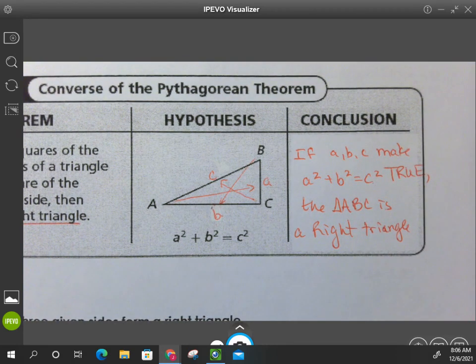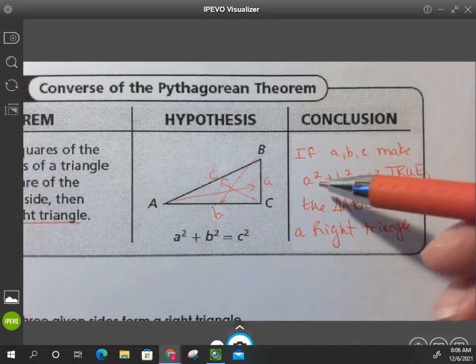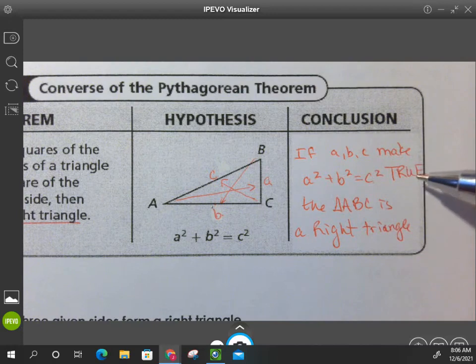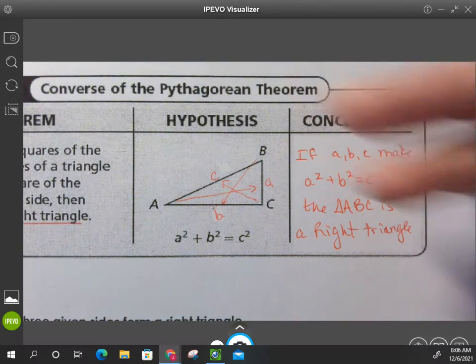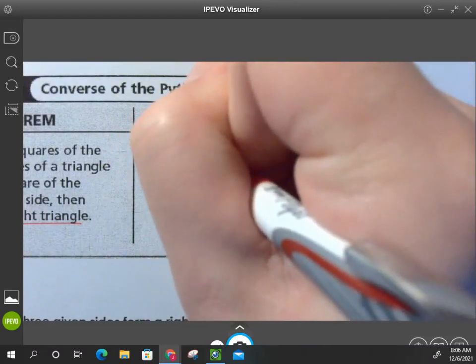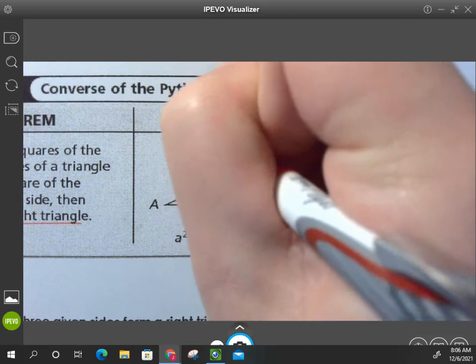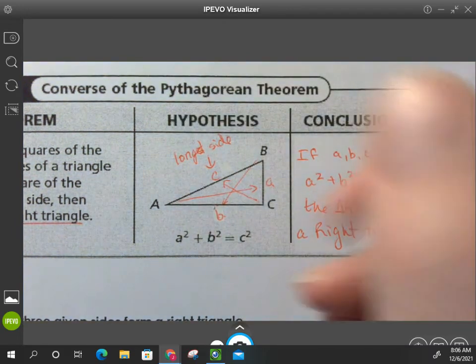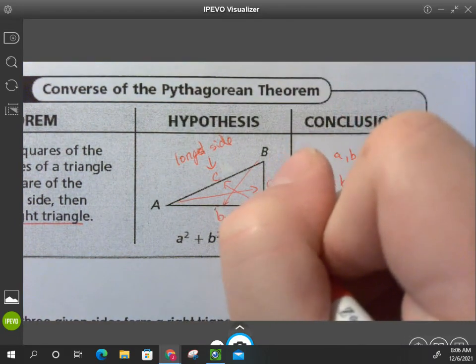Okay, so we're doing it pretty general here. If the 3 sides, A, B, C, make the Pythagorean statement true, then ABC is a right triangle. Guys, here's what I need you to understand. The hypotenuse is always the longest side. Now, if you can picture, make this a right angle.